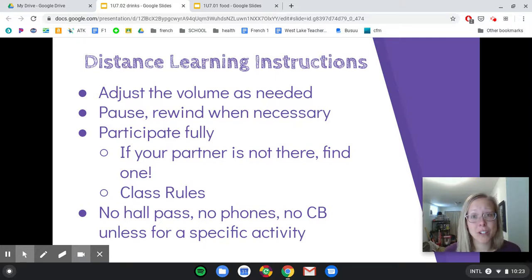Make sure we're following our 5 classroom rules. Mouths are quiet, eyes are watching, ears are listening, body still, follow directions quickly. And as always, no hall pass, no phones, no Chromebook unless it's for a specific activity when we have a guest teacher. Let's go ahead and jump on in.